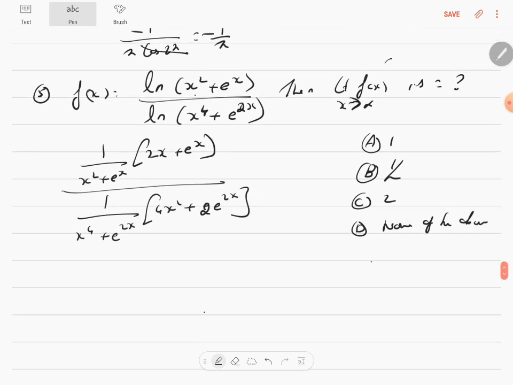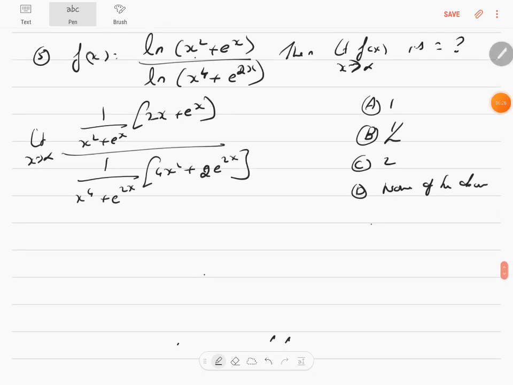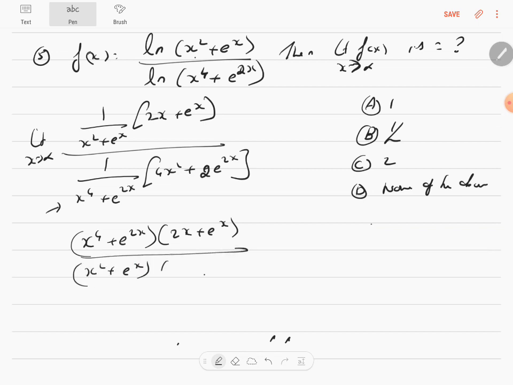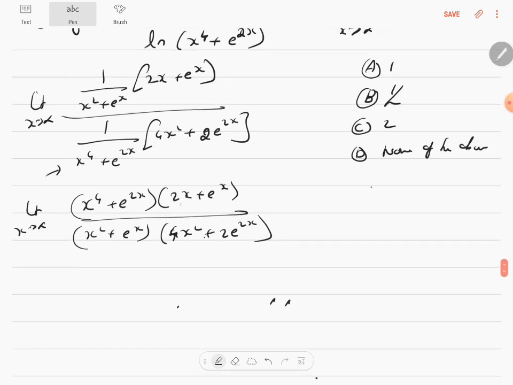So then from this is about limit x is tending to infinity. So from this it's x e to the power x. So then make sure that you're going to take this to the numerator. What is the denominator? X to the power 4 plus e to the power 2x, the numerator, with the 2x plus e to the power x by x square plus e to the power x into 4x square plus 2 into e to the power 2x. So in this format, when limit x tends to infinity, you have to see which, when you multiply, gets you the highest power. Okay, so then can you see that x to the power 5 will be there.